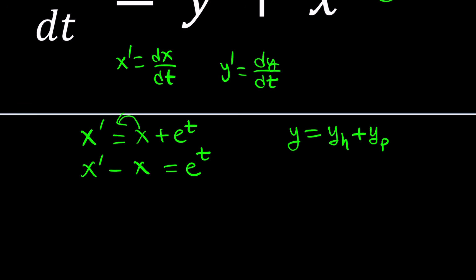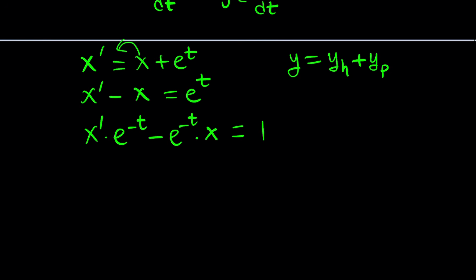So here's what we're going to do. We're going to multiply both sides by e to the power negative t, okay? That's going to give us e to the power negative t times x prime minus x, by the way, you could also write it this way, I guess, x prime times e to the power negative t minus e to the power negative t times x. And that is going to equal, what is e to the power negative t times e to the t? That's e to the power 0, or just 1.